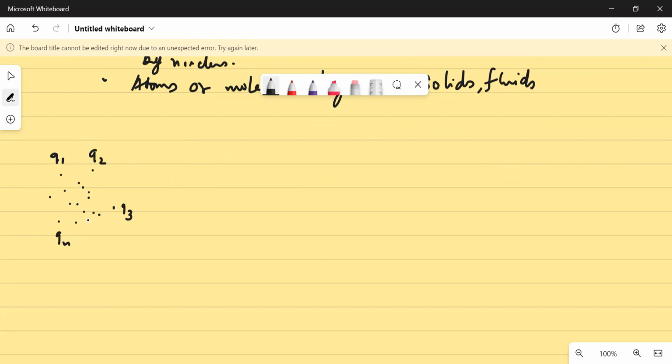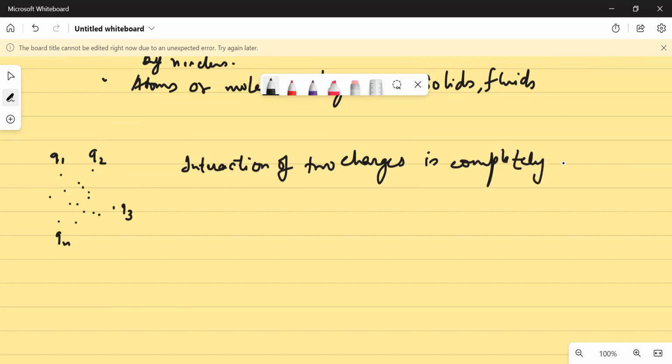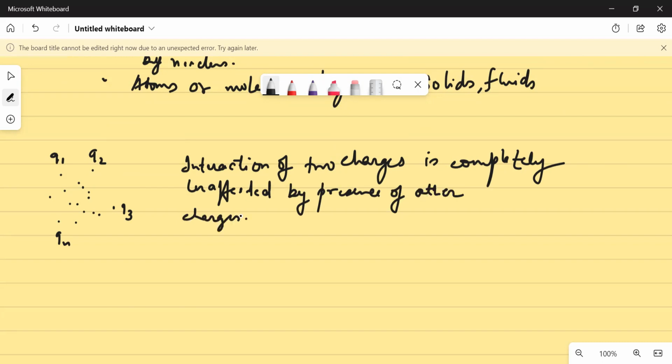It says that the interaction of two charges is completely unaffected by the presence of other charges. That is what freedom it gives to me. It gives me a freedom.